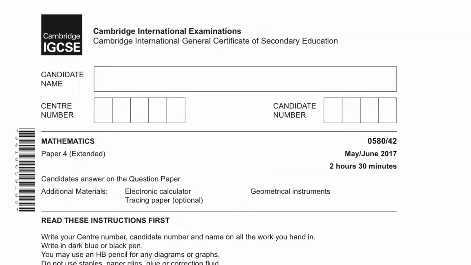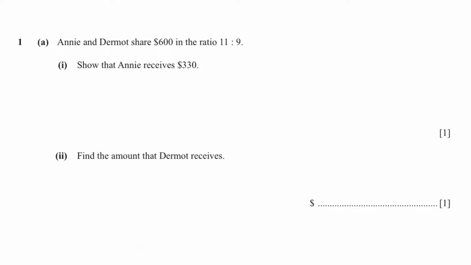Today we are going to solve Cambridge IGCSE Mathematics Paper 4 Extended, Variant 4, June 2017. Question number 1. This is a ratio question. A. Annie and Dermot share $600 in the ratio 11:9. Show that Annie receives $330.